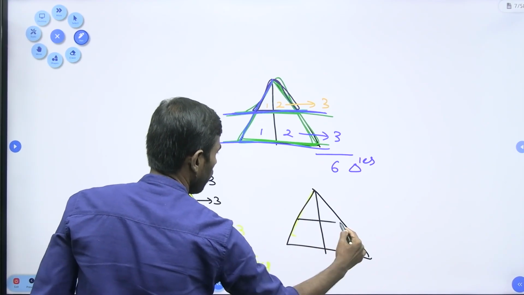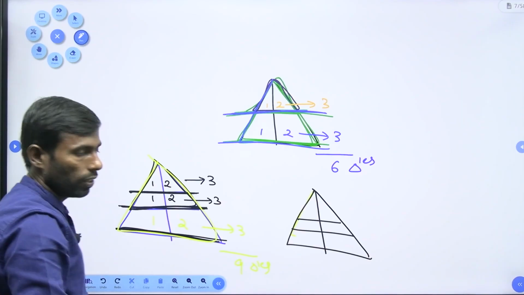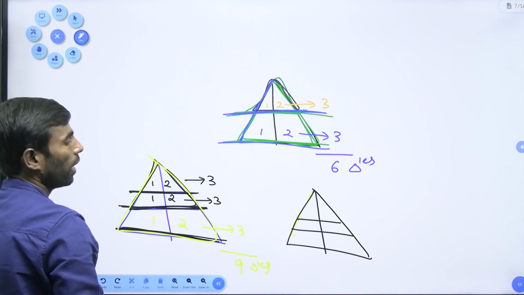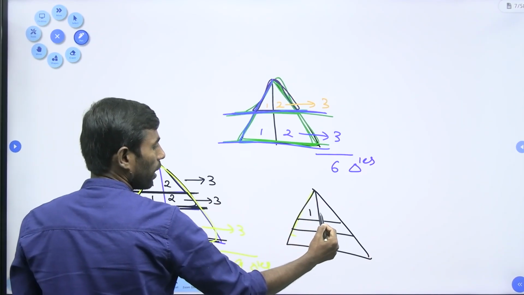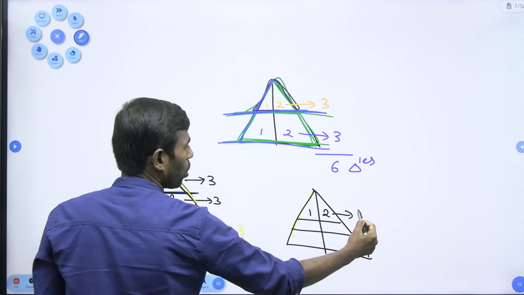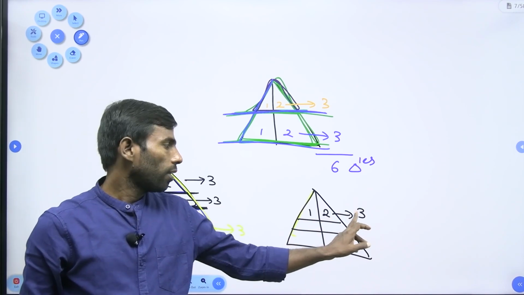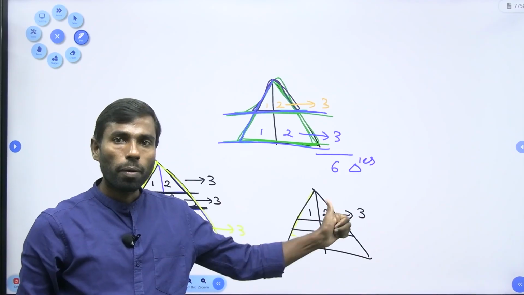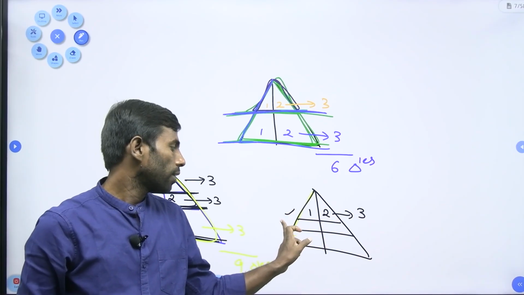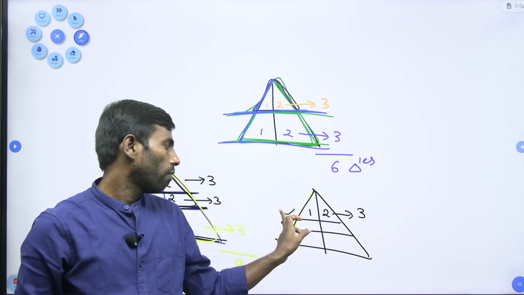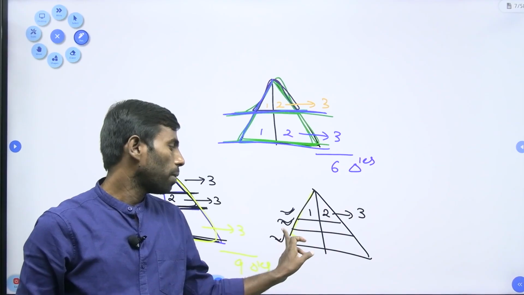Suppose the figure is like this. How to calculate the number of triangles directly? Just give numbering in the gaps. 1, 2, total 3. So then multiply this 3 with the number of baselines. First baseline, second baseline, third baseline.